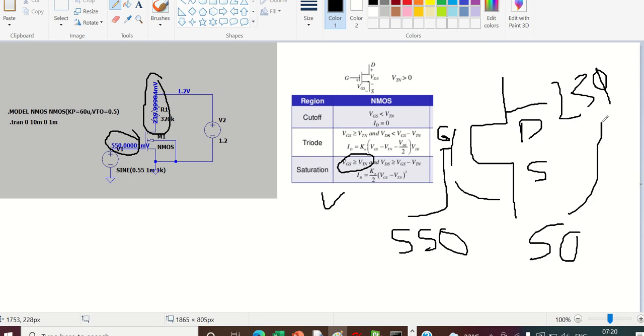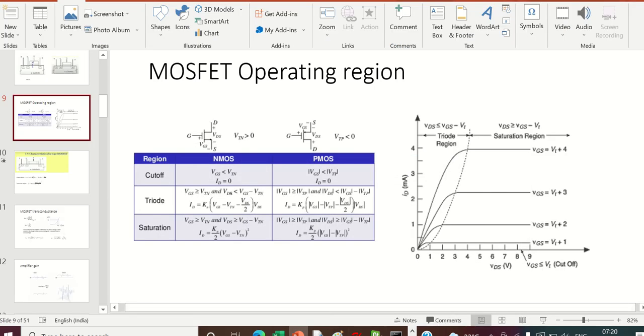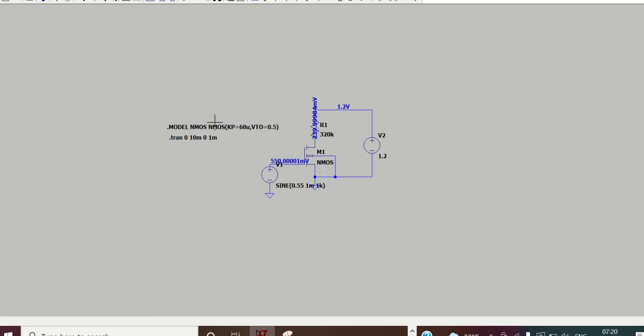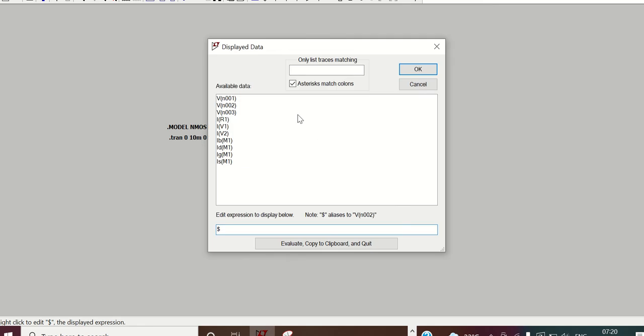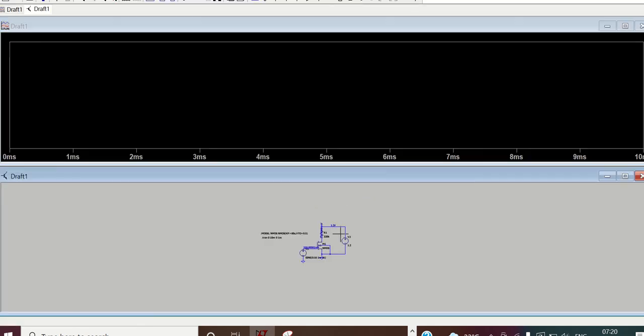Is 239 greater than 50? Yes. So I still have some margin left. I can further increase up to that limit, and till then we will be getting good amplification. So I can slightly try to increase from 320. What I will do now is further try to increase this.